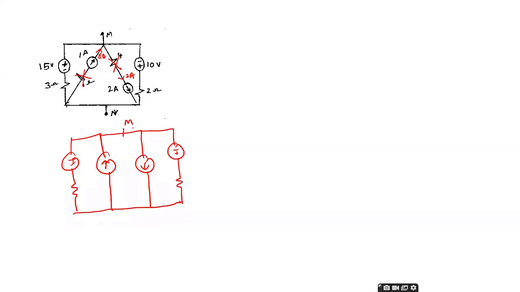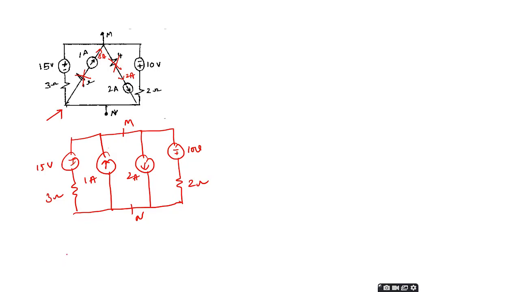So do not disturb this M and N and write the values: 15 volt, 3 ohm, 1 ampere, 2 ampere, 10 volt, 2 ohm. Instead of giving this problem, it is given like this. They are one and the same. So these two are neglected because they are connected in series with the current source. They don't have any effect on the circuit. That's why the 1 ohm resistance and 4 ohm resistance are neglected. Keep that point in your mind.